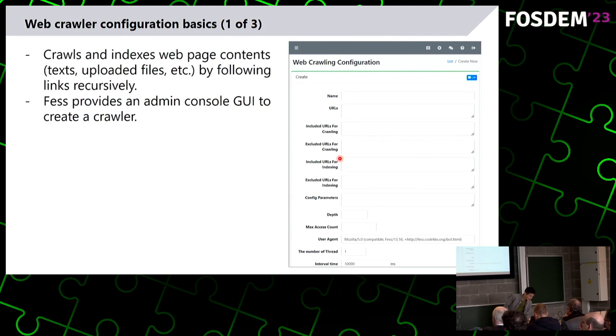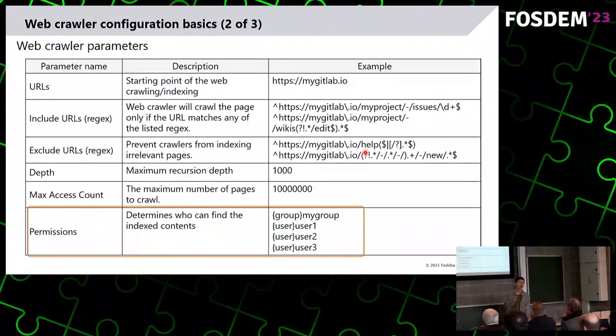The way you create web crawlers on Fess is you go to the admin console and set these parameters for web crawlers. There are quite a few parameters here, but I'm going to focus on a few important ones. First, there is of course the URLs field, and then you can include and exclude certain URLs. Fess respects robots.txt, but in case the robots.txt file doesn't disallow certain not-so-relevant pages, this comes in handy.